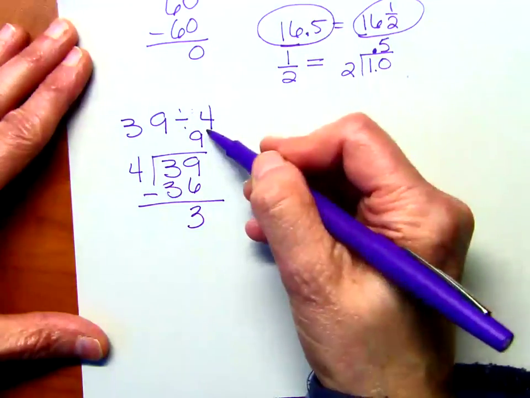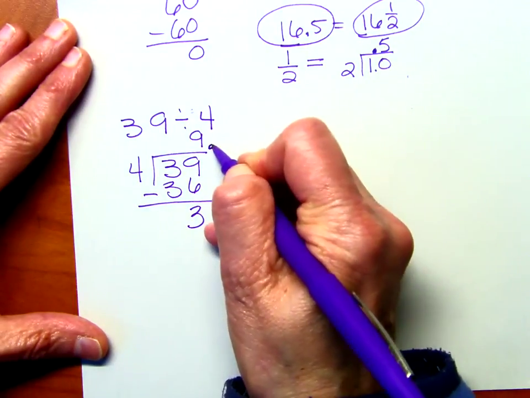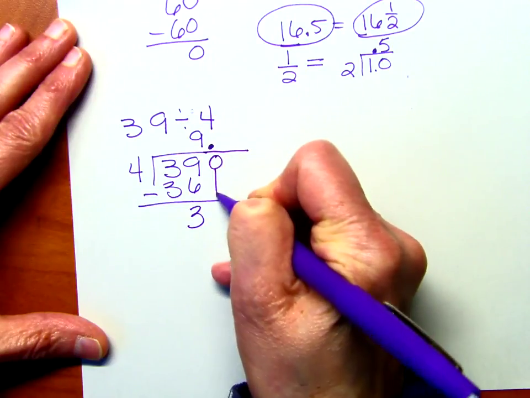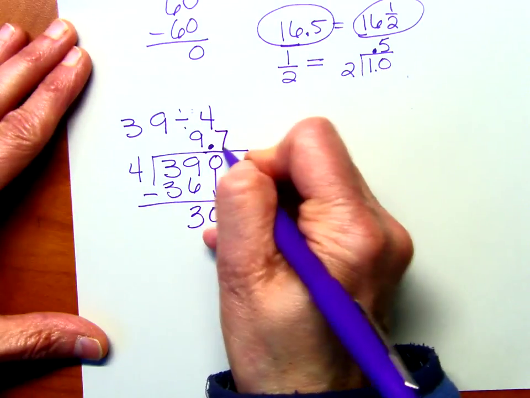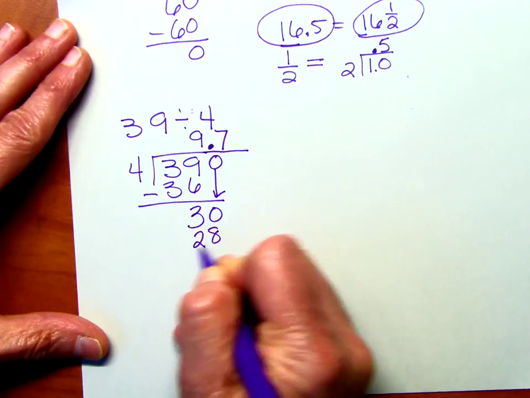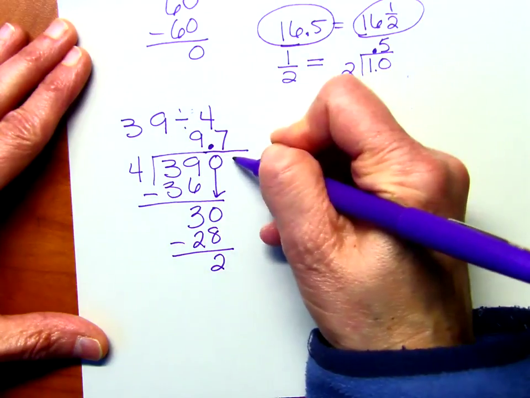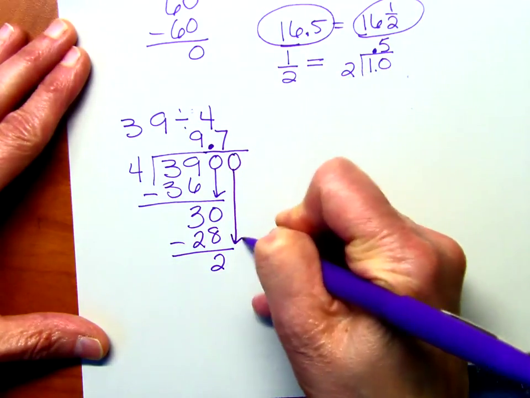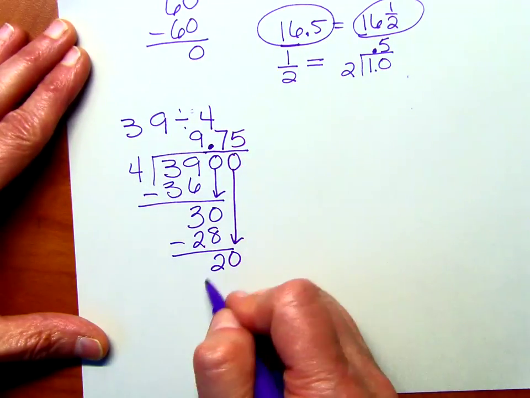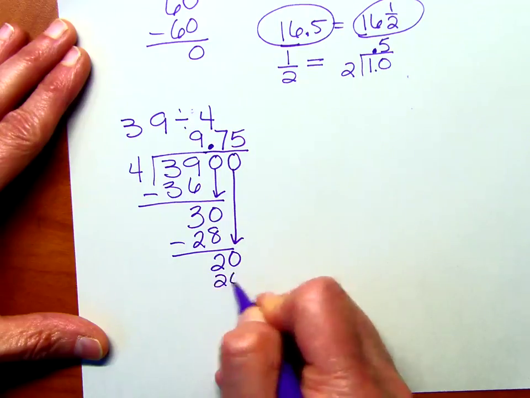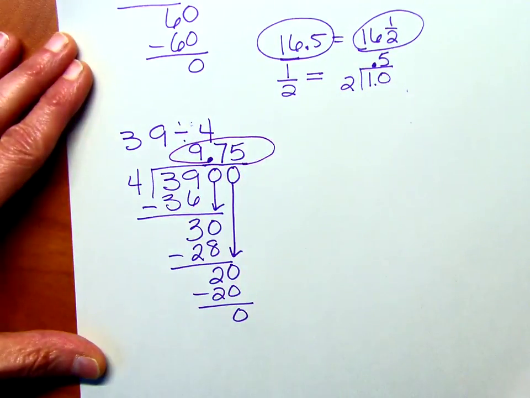Instead of making it 9 3/4 like we did in that first problem, I'm going to add a decimal point and a 0 and bring that 0 down. 4 goes into 30 7 times. 7 times 4 is 28. Because I don't have a 0 here, I have to add another 0 and bring it down. 4 goes into 20 5 times, and 4 times 5 is in fact 20. So now that I'm at 0, I can call it quits, and this will be my final answer.